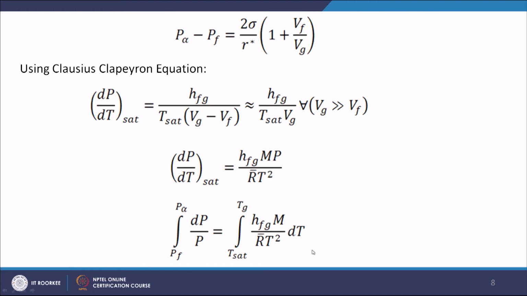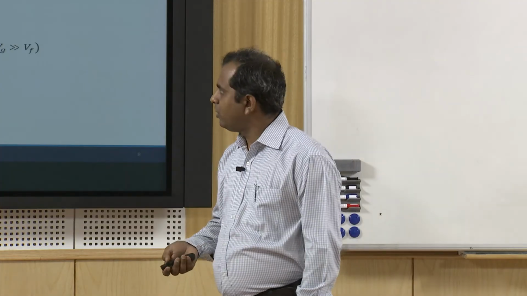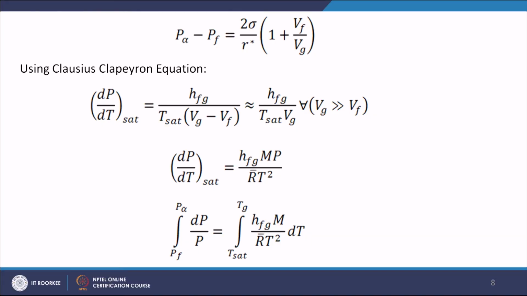Next, let us see how we can simplify it further. We will take the help of the famous Clausius-Clapeyron equation. We know that the Clausius-Clapeyron equation says del P by del T at saturation is equal to Hfg by T sat into Vf minus Vg, sorry, Vg minus Vf. Here I will consider that the vapor specific volume is very high compared to the liquid specific volume. That means we are talking about a fluid where the density ratio is very high. A perfect example is water. So, here I will consider that Vg is higher compared to Vf.